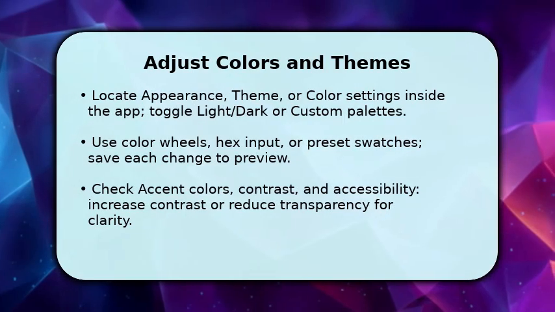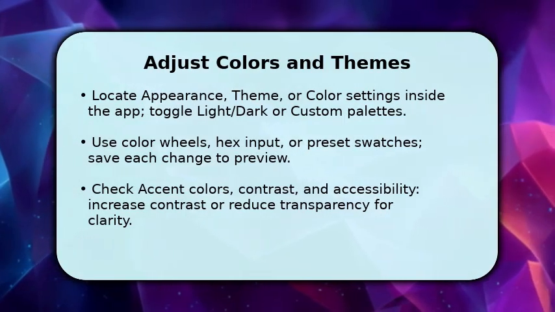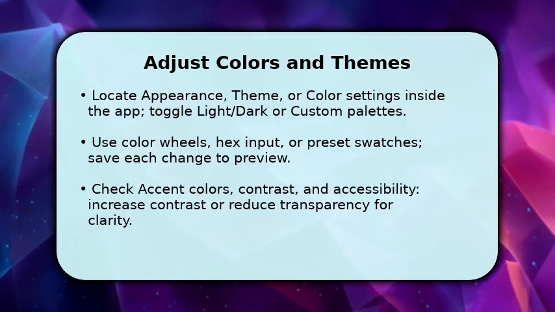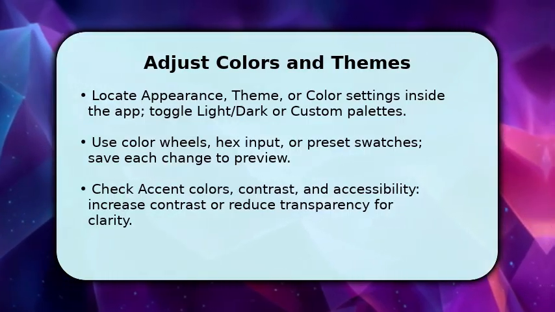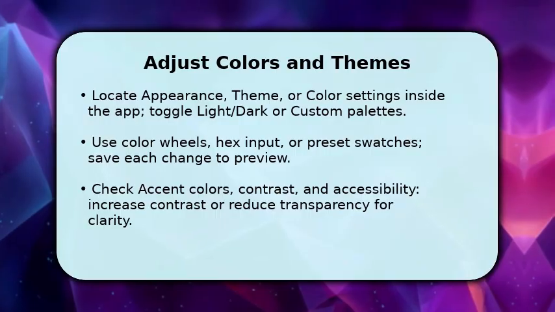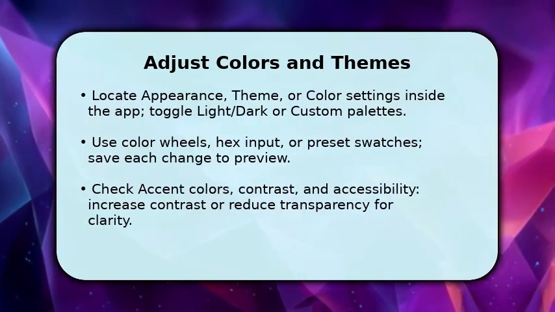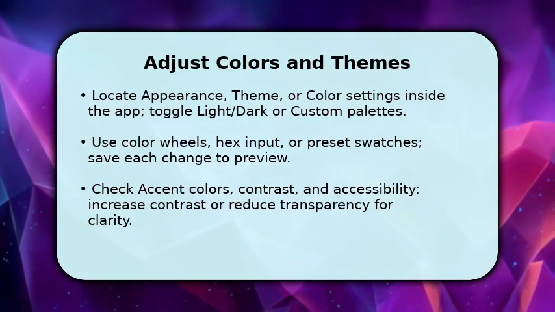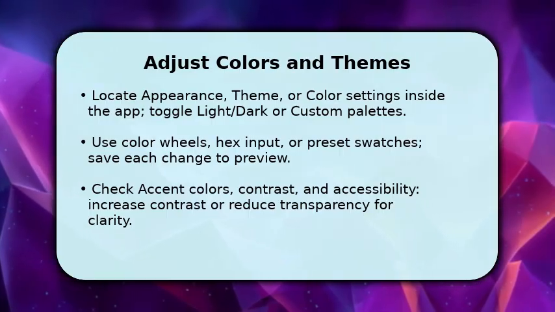You'll now perform the detailed changes. Find Appearance, Theme, or Color in the app settings. Once there, choose between light, dark, or custom. Use the color wheel, hex field, or presets to pick exact tones. After selecting, save or apply to preview the change in real time.